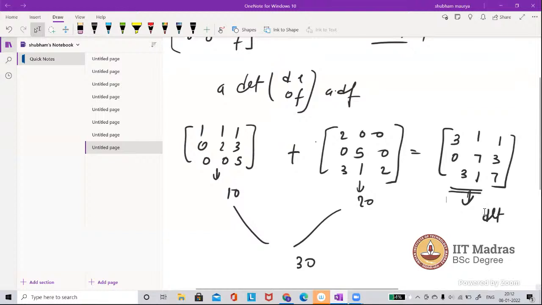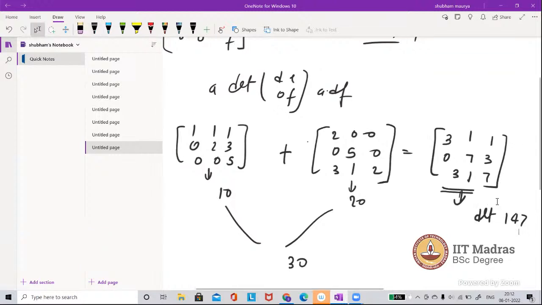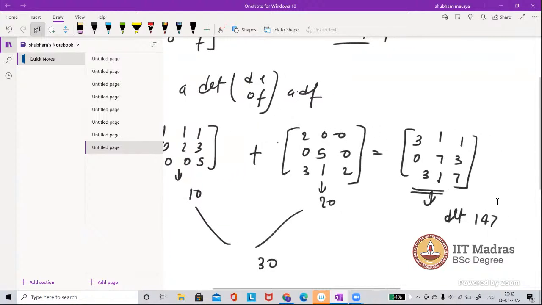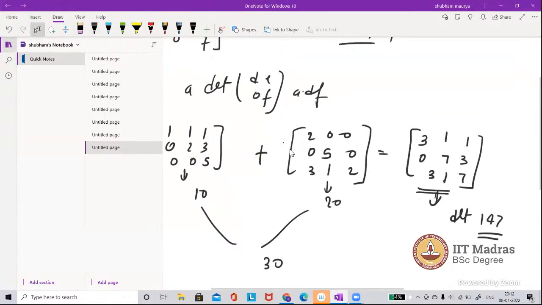147, sir. Okay, 147. Let's wait for another response. If that matches, then our answer will be that the determinant is 147. Is everyone getting 147? So I am leaving it to you. You can check actually. It's coming 42. It's coming 42. Okay.